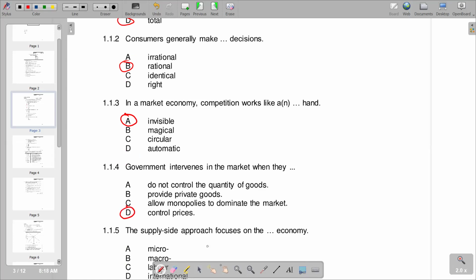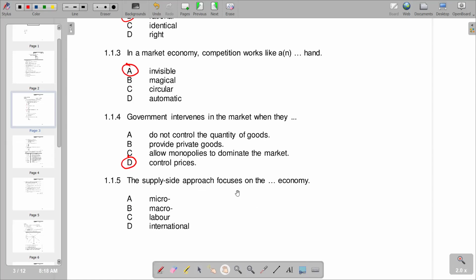So we go to 1.1.5. The supply side approach focuses on the dash economy. Remember, the supply side approach is used to control activities that are transpiring in the economy. So it is used to control economic activity. So basically, it's from a macroeconomic point of view. Macro meaning from the whole economy point of view. So we have A, yes, as the correct answer.